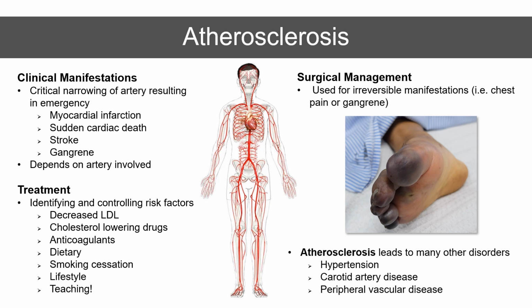Surgical management is usually used for irreversible manifestations. For example, if they have gangrene, then they will cut the limb off or try to restore blood flow. Atherosclerosis can lead to lots of other things. It leads to hypertension, coronary artery disease, and peripheral vascular disease, which makes sense.